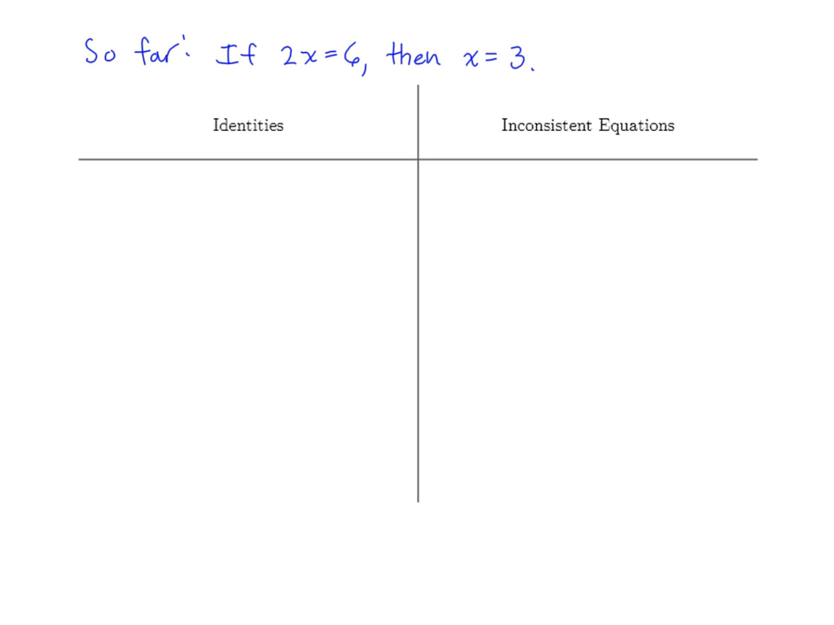An identity is an equation that is always true. So identities are equations that are always true. And by always, we mean for all values of the variable. So this means that all real numbers are solutions.